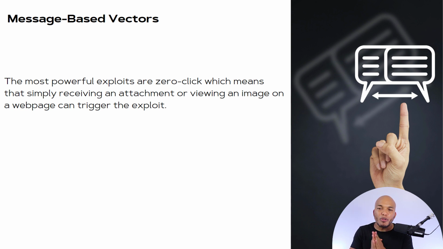And of course, the most powerful types of exploits are the zero-click. Now, these are extremely dangerous because normally, in order for malware to be installed on a victim's computer or workstation, they would need to click on that file or install the application or do something, right? However, with zero-click, this simply means receiving an attachment or viewing an image on a web page can trigger the exploit. Simply viewing the malicious file is enough to trigger the exploit. So these are extremely dangerous.